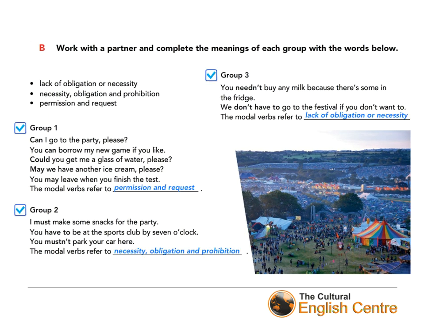And here are the answers. Group 1, the modal verbs refer to permission and request. In group 2, the modal verbs refer to necessity, obligation, and prohibition. And finally, the verbs from group 3 refer to lack of obligation or necessity. We'll practice more in class.